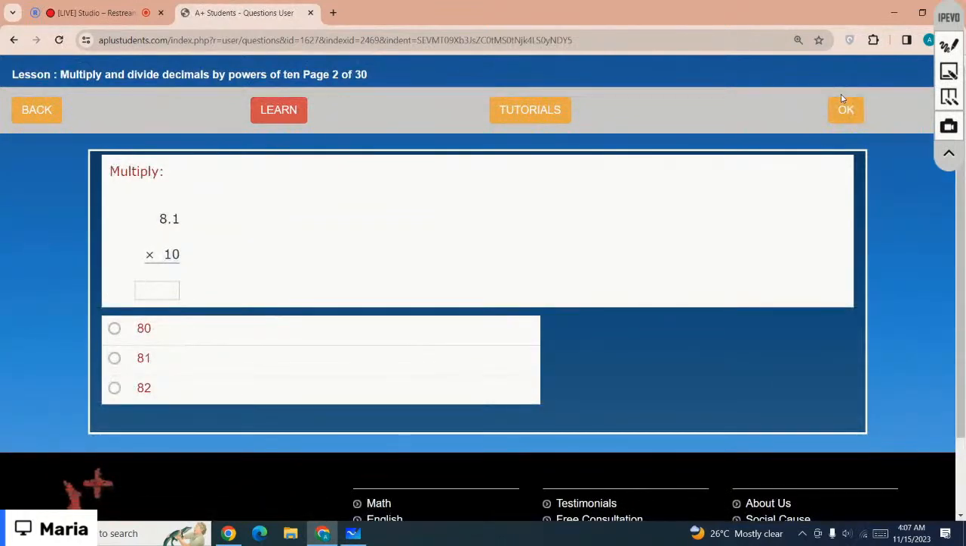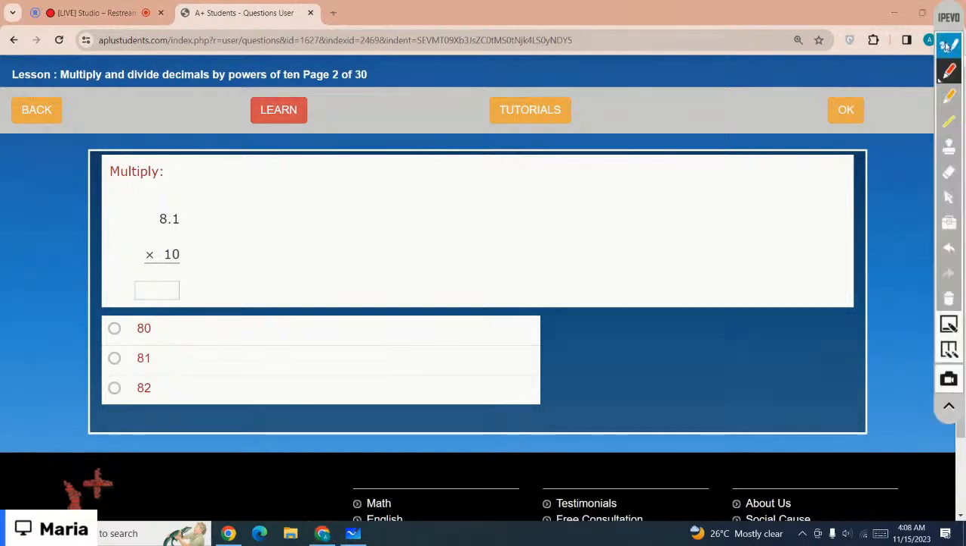Okay, the next one is multiply 8.1 times 10. So you don't have to actually multiply, like divide. You just have to count the number of zeros. You have only one zero, right? And you are multiplying. So when you are multiplying, the decimal moves to the right, and when you are dividing, the decimal moves to the left, right? So you need to move the decimal point one place, right? So it is 81. The correct option is 81.